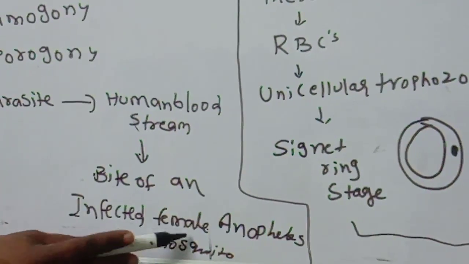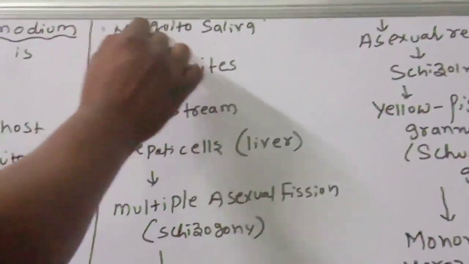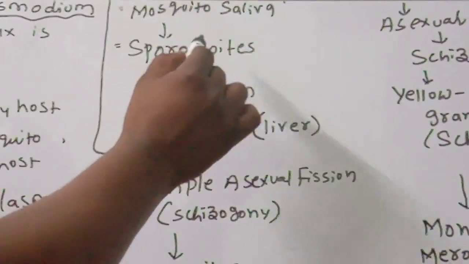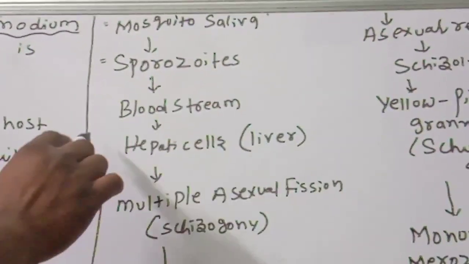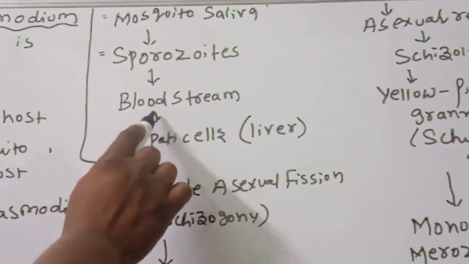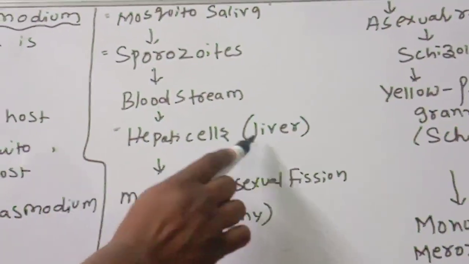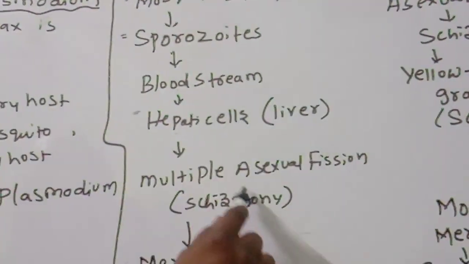That infected female anopheles mosquito has the parasite. The saliva of this female anopheles mosquito has which one? Sporozoites. When it bites, the sporozoites enter into the healthy person's bloodstream. From the bloodstream they go to the hepatic cells, the liver. In the hepatic cells, those sporozoites multiply by asexual fission.